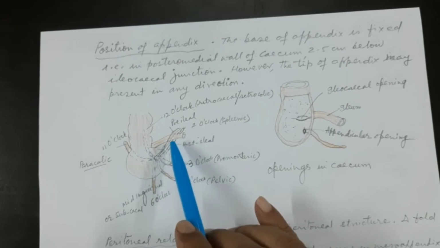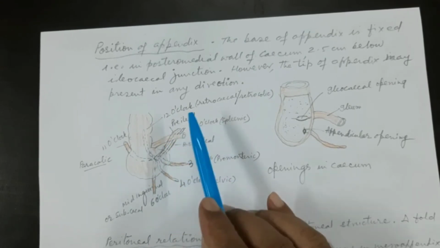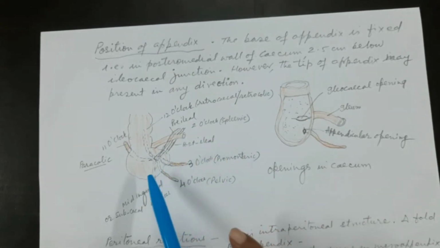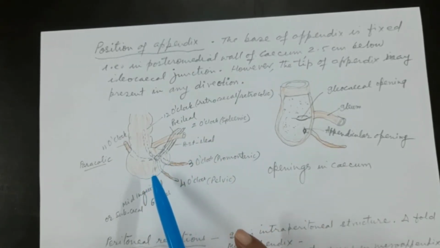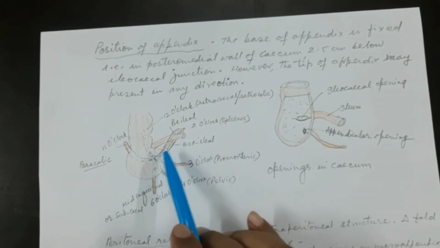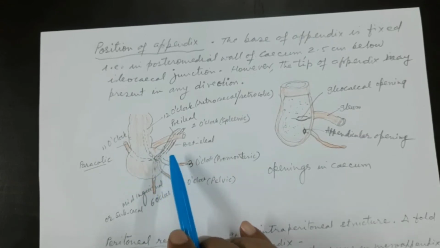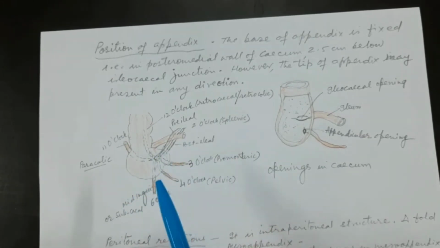Now, these two positions are called pre-ileal or post-ileal. If it is going behind the ileum, then it is the post-ileal position. If the cecum is in the post-ileal position, the surgeon will have to find it out, because it is hidden behind the loops of the ileum.